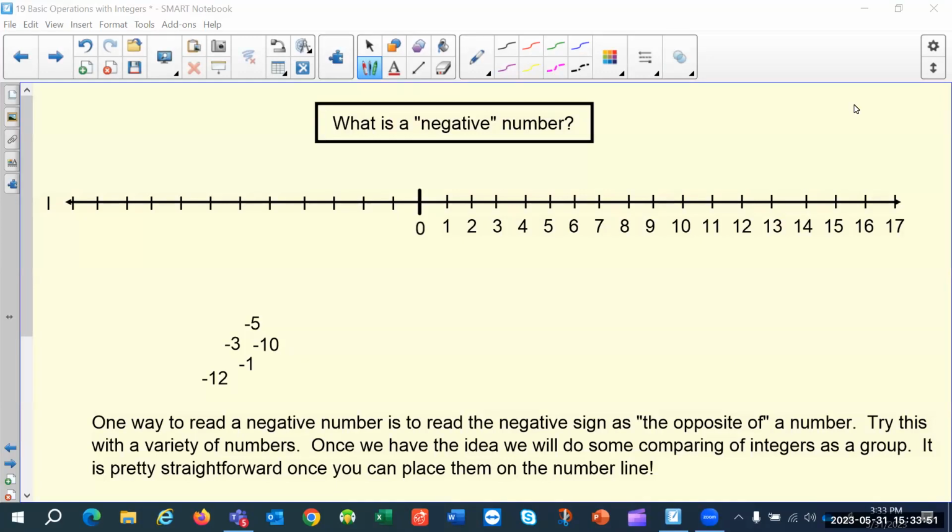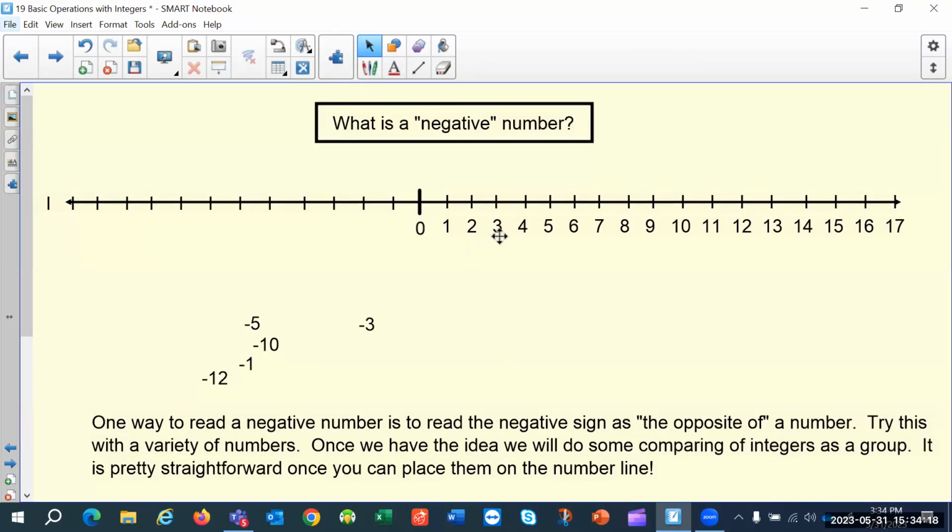So I'm going to put myself up here, and we're going to talk about what is a negative number first, because one of the things about adding and subtracting positive and negatives is you have to kind of have a concept of what a negative number is. So we're going to just take a look at some negative numbers. We're going to stick them on the number line where they belong. We'll just start with this one right here, number 3.